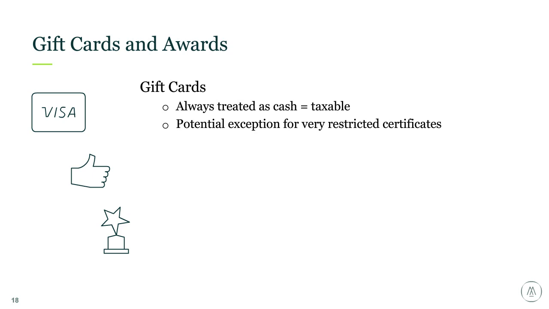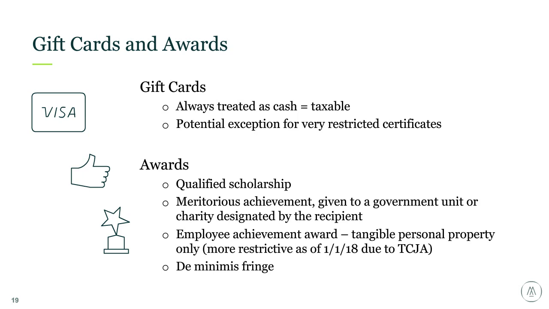For awards, we have several different exceptions that we can use. The qualified scholarship under 117, outside of higher ed, I don't see it that often, but it is a potential. And you'd want to look to make sure your pool of potential candidates is sufficient enough to allow that qualified scholarship exception to apply. There is one for a meritorious achievement given to a government unit or charity designated by the recipient. So if I wrote a really great paper and someone wanted to give me an award, and before I get it, I say, wait, don't give it to me, give it to the University of Idaho, I won't have constructive receipt, and therefore it won't be taxable to me if I am diverting it to a government unit or a charity designated by myself.